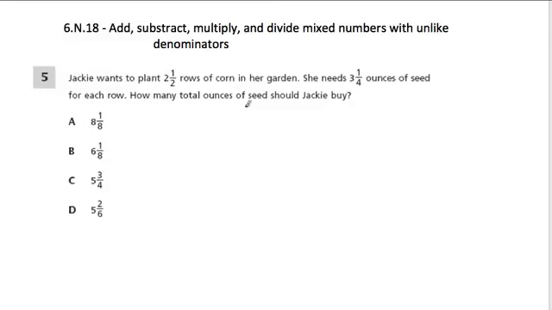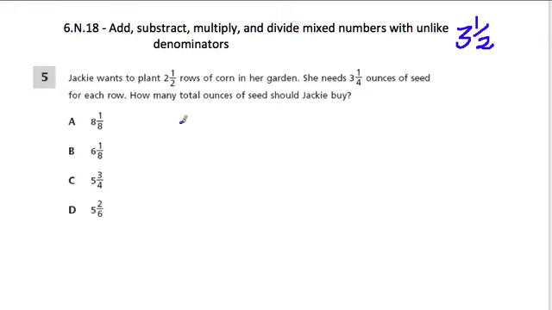Welcome to our video on adding, subtracting, multiplying, and dividing mixed numbers. That's a whole number with some fraction part. So this would be 3 wholes and 1/2. That's a mixed number. And we're saying they're going to have unlike denominators. So let's look at this problem and I'll walk you through my strategy for doing this.